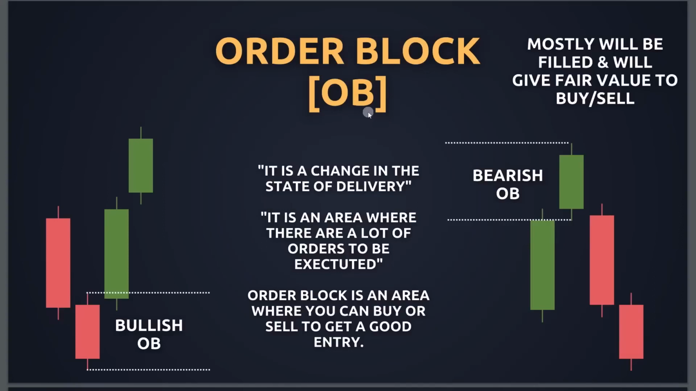There are also other different types of entries, such as breaker block, mitigation block, inverse fair value gap. So you can also look for those, but I'm not going to cover them today because they're a little bit more advanced. Premium and discount.